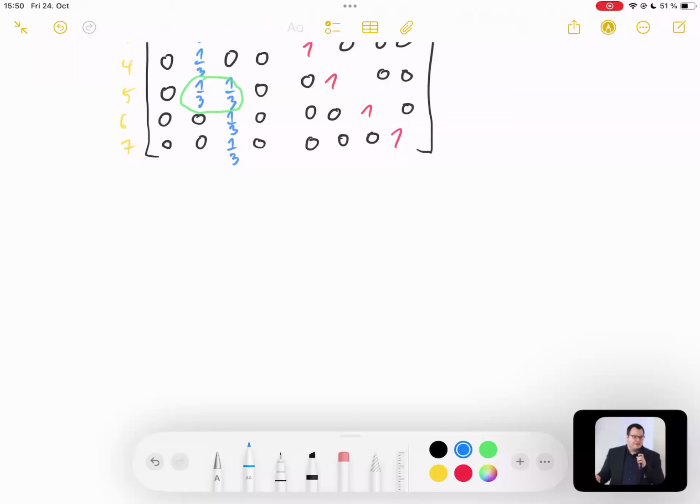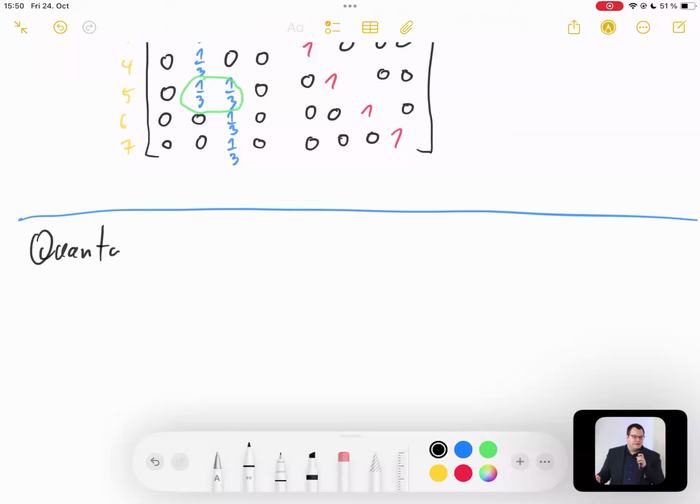We will now look into quantum systems. We have started with deterministic ones, then probabilistic systems, and now we want to model quantum systems. And like this, we get step by step closer to the goal of the course, quantum computing.